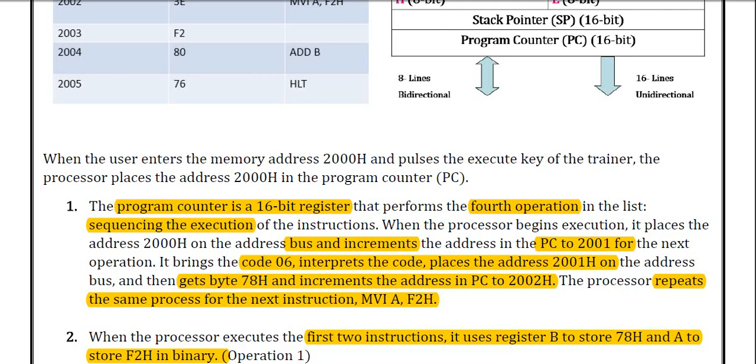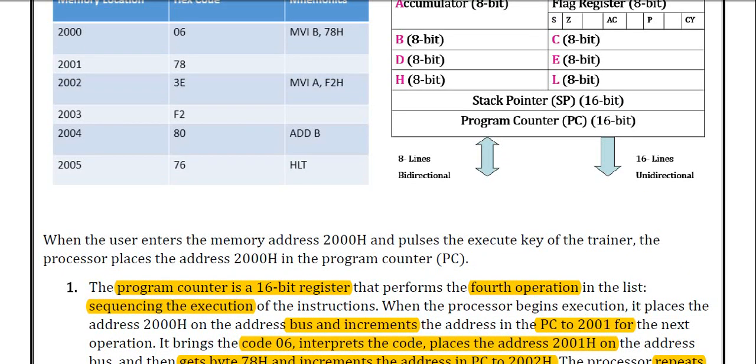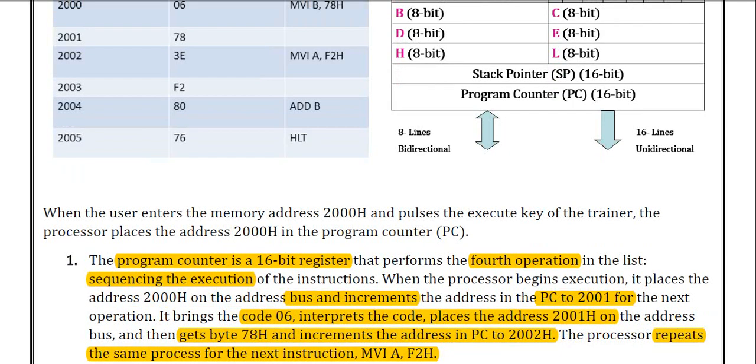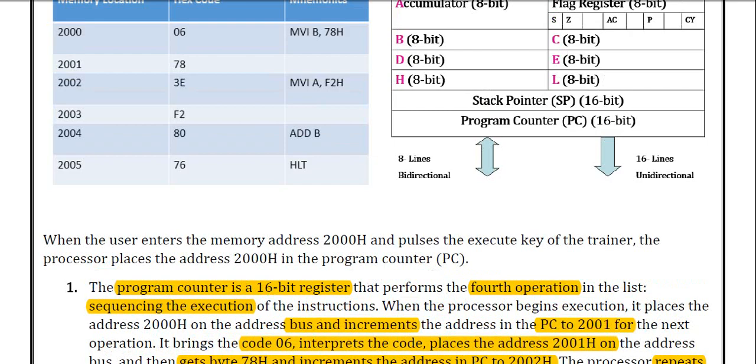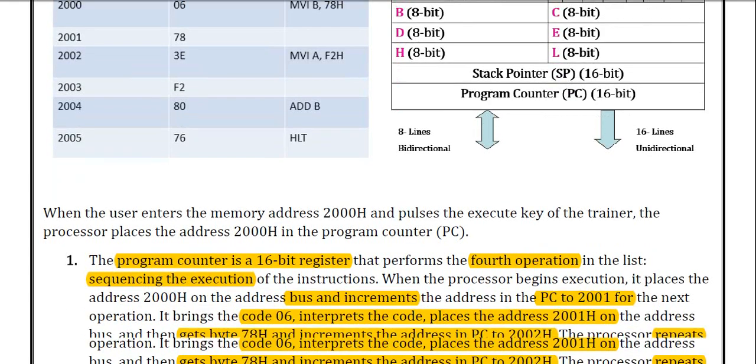When the processor begins to execute, it places the address 2000 on the address bus and then increments it. First it places 2000 on the address bus, then increases the PC, that means program counter, to 2001 for the next operation. It brings the code 06, which is the hexadecimal code to move the 2000 section to 2001.